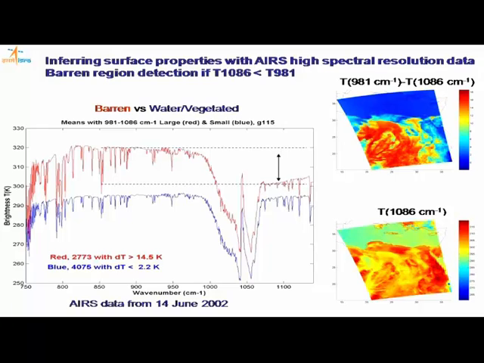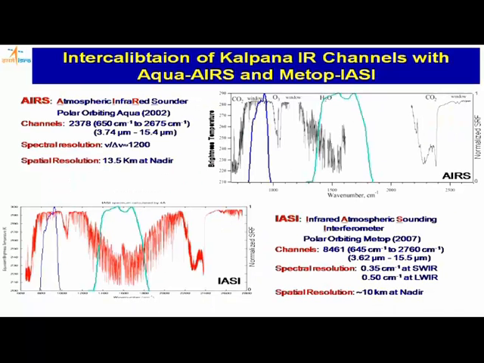If there is a difference of 20 K from here to here, you say that this is barren land. But if the difference is very small, in this case less than 1 K or 3 K, then we can say that this spectrum may be from water or a vegetated surface. So you can classify those types of surfaces from these hyperspectral measurements. And you can also use these hyperspectral measurements to calibrate other broadband sensors such as INSAT VHRR or the Kalpana imager.